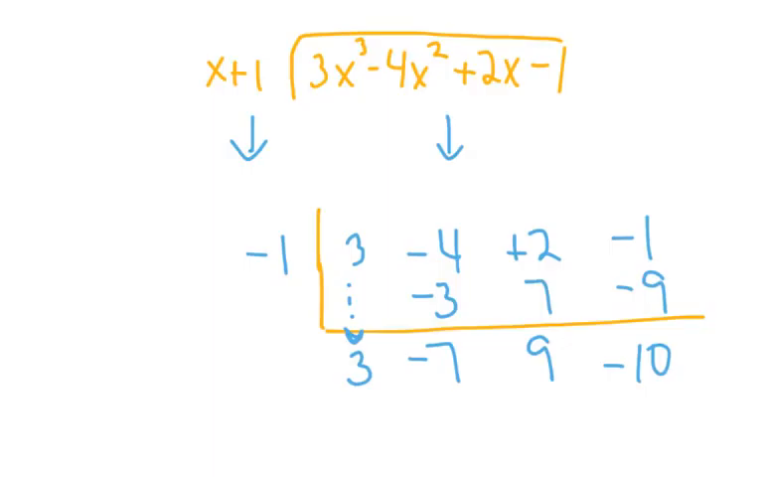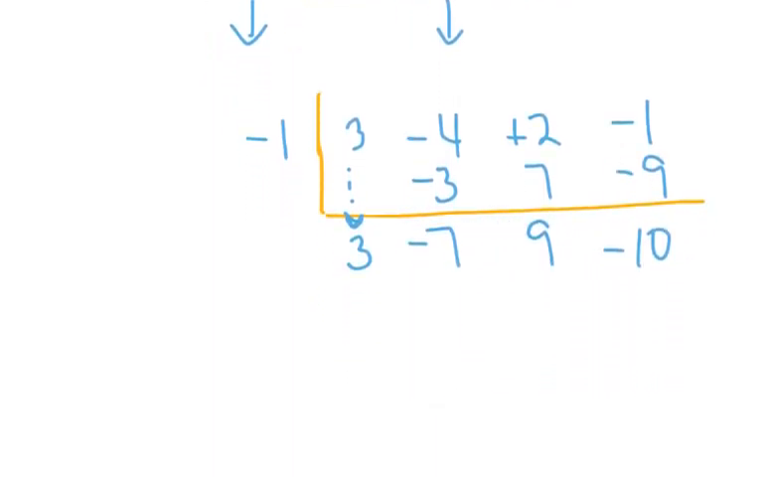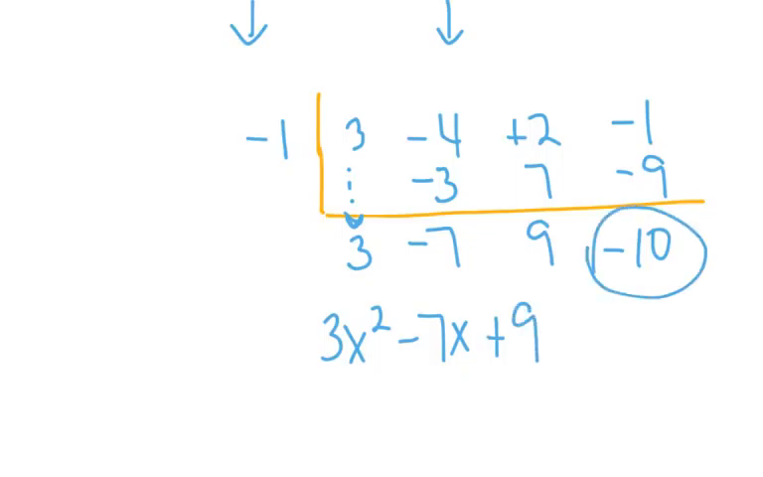Our last step is to rewrite what we found to include our variables and exponents. One thing to make note: if I have a cubic function and I'm dividing by an x, my highest exponent should be squared. So this is going to be 3x squared, and everything else will follow in succession. We have 3x squared minus 7x plus 9, and the -10 is my remainder.